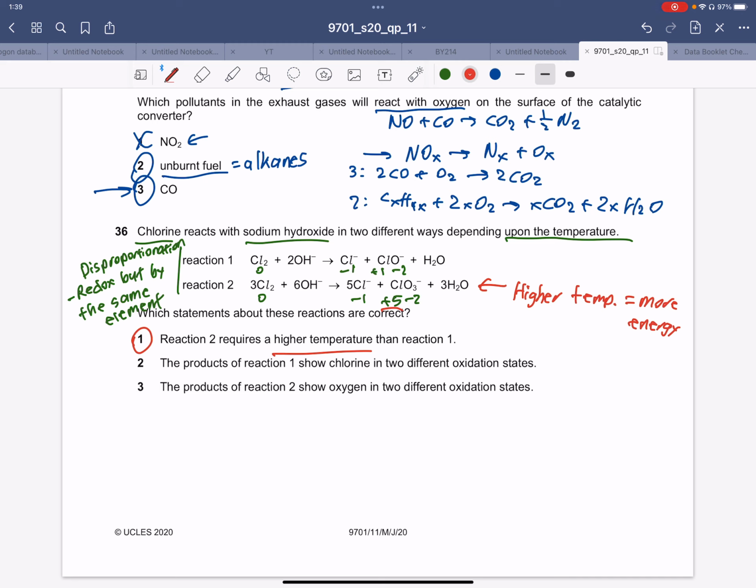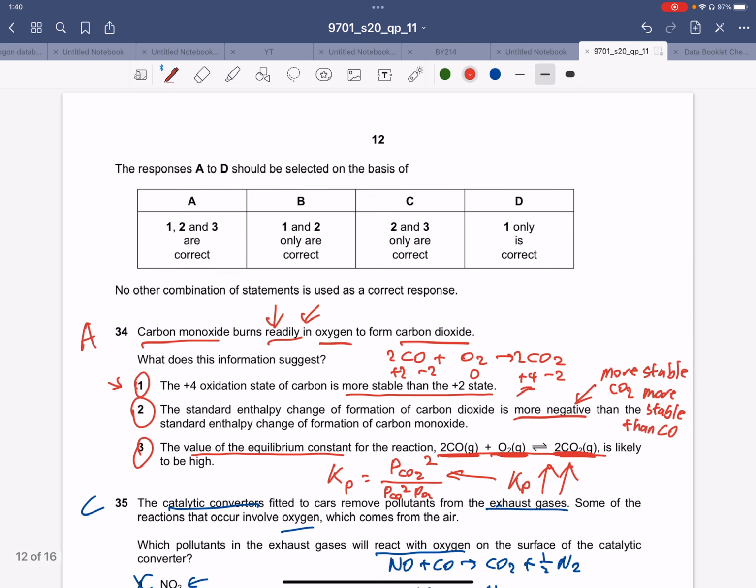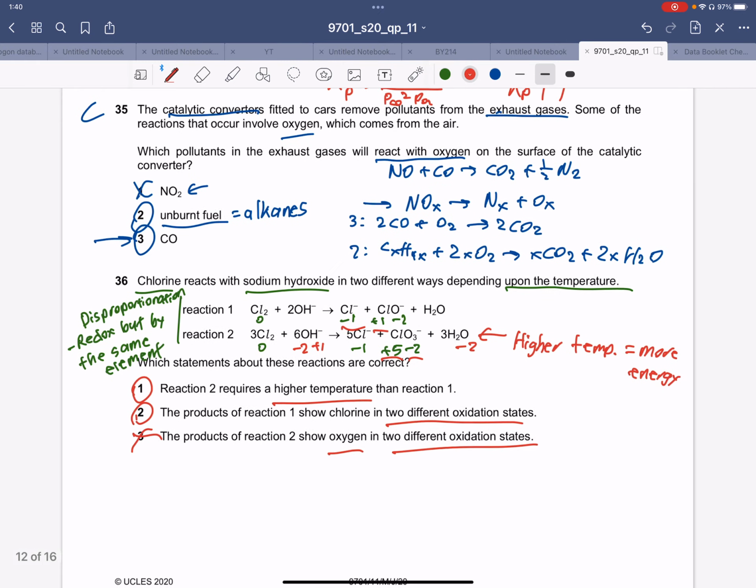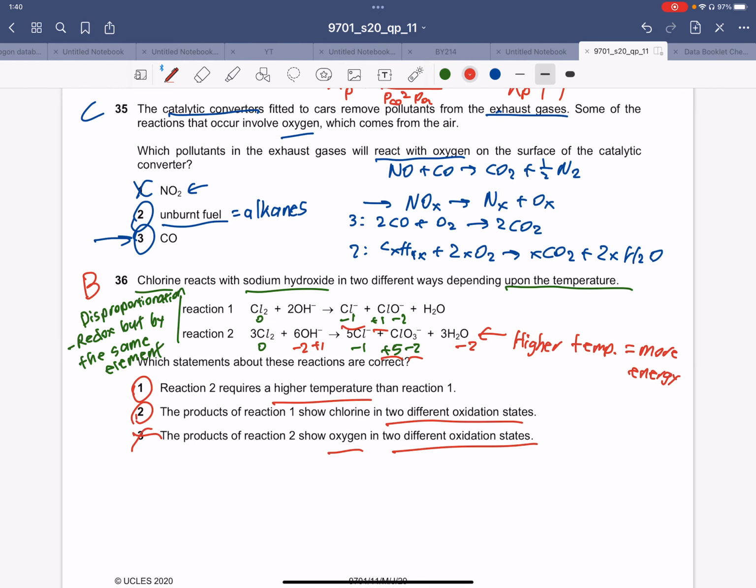The products of reaction 1 show chlorine in 2 different oxidation states. That is true. We see there's a -1 and a +1 state, so that is correct. The products of reaction 2 show oxygen in 2 different oxidation states. That is incorrect, because hydrogen is always +1, except for certain cases, and the same goes for O2. In this case, oxygen is always -2, as you can see, -2 there, and in water it's -2 as well. Since it's always the same, this is not right. So our answer choice is just 1 and 2, and that means the answer to this question is answer choice B.